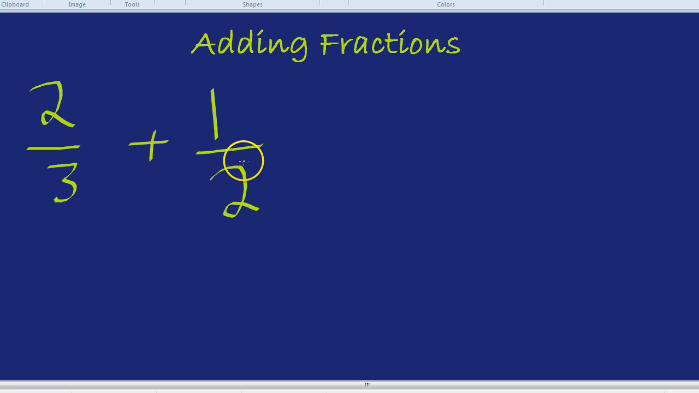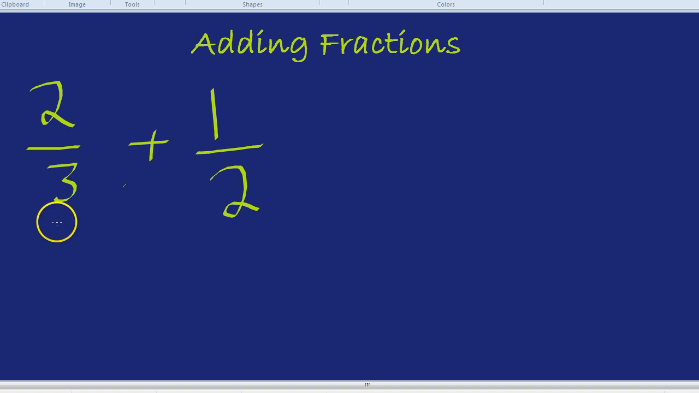We certainly could not just add the top line or add the bottom line or anything like that. At the moment, this is 2/3 and that's 1/2. Now halves and thirds are different kinds of things. They're like apples and oranges. So we can't just bring them together. We can't say 2 apples and 1 orange is 3 anything.